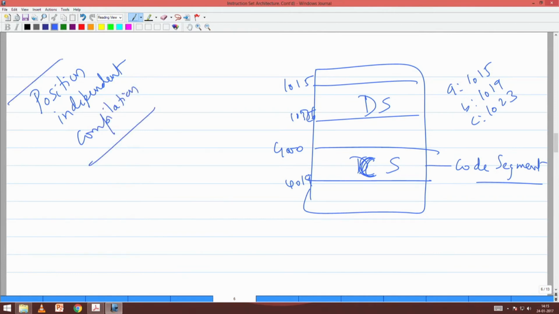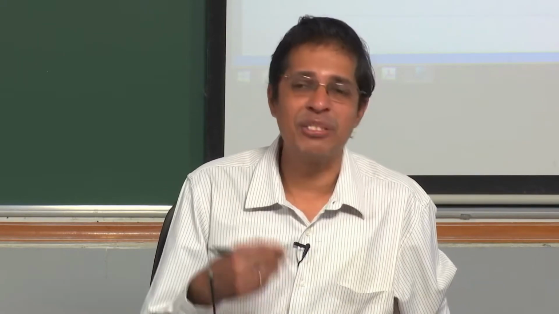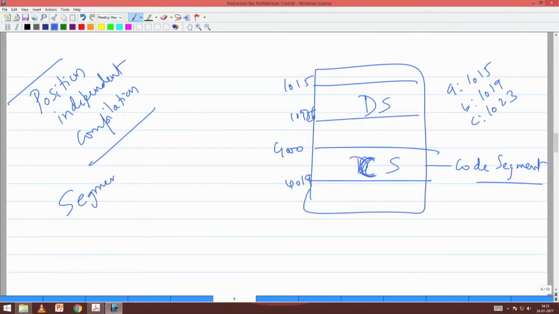I need to compile in such a way that I am not bothered about where the program will be loaded, where your data will be loaded. That is very, very important. Able to follow? Right? So this now comes as a manifest in the form of what we call segmentation.